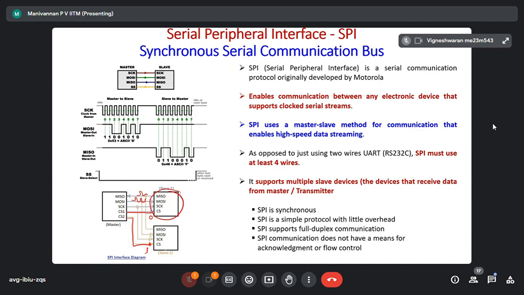If I want to send that same thing to this, what do I have to do? Sorry, to come here. If I make this equal to 1 and this equal to 0, data will go here. Instead of that, if I make this equal to 0 and this equal to 1, data will come to this. That's why the chip select selects the device. Okay. So this is high speed communication.